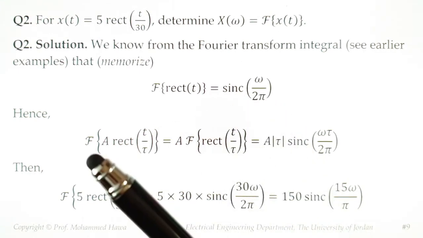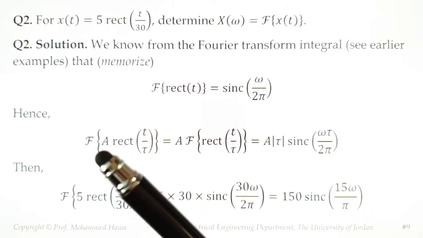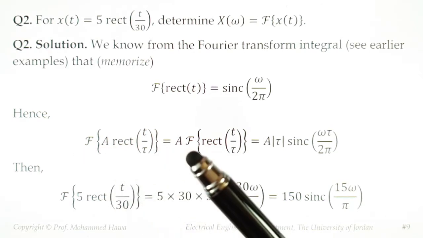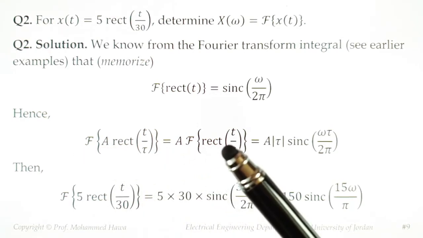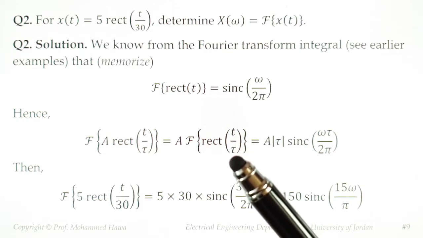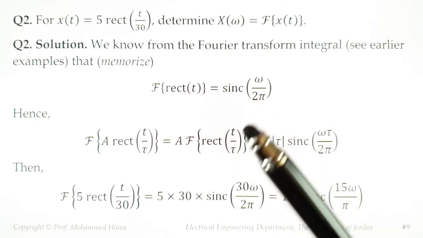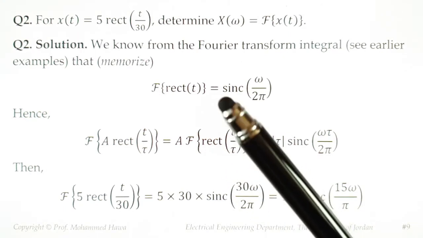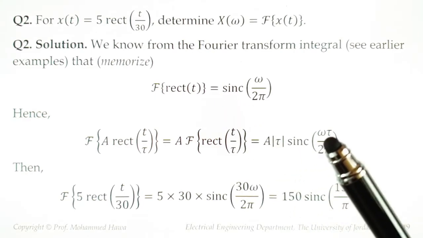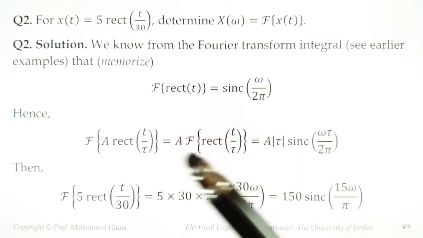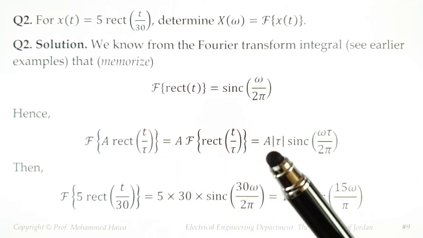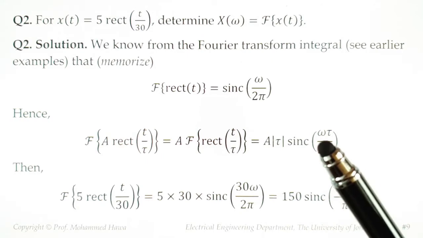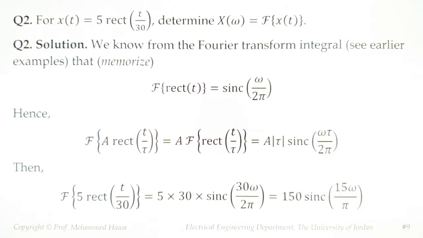I will say Fourier transform of A rect t over tau, this is amplitude scaling. I'll use the superposition or the linearity property to take A outside the Fourier transform. And then I'll say rect t over tau has a Fourier transform similar to rect of t, but I have to multiply by tau twice. Multiply by absolute value of tau outside the sinc, and also multiply omega by tau inside the sinc. Remember, of course, there is an A as well. So the final answer is A absolute value of tau sinc omega tau over 2 pi, which, by the way, we obtained using full integration in an earlier video.